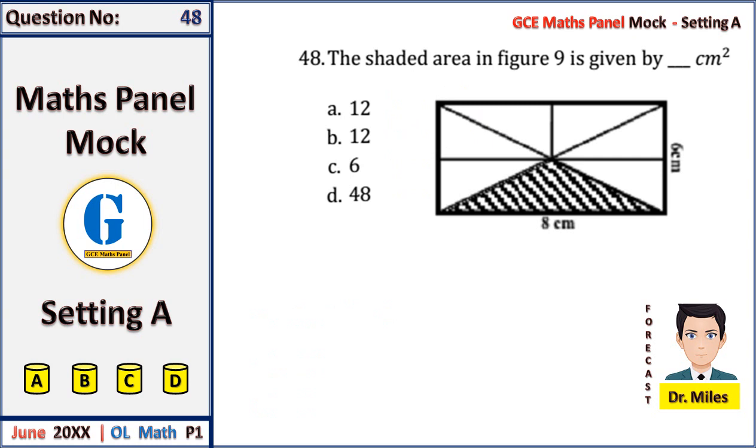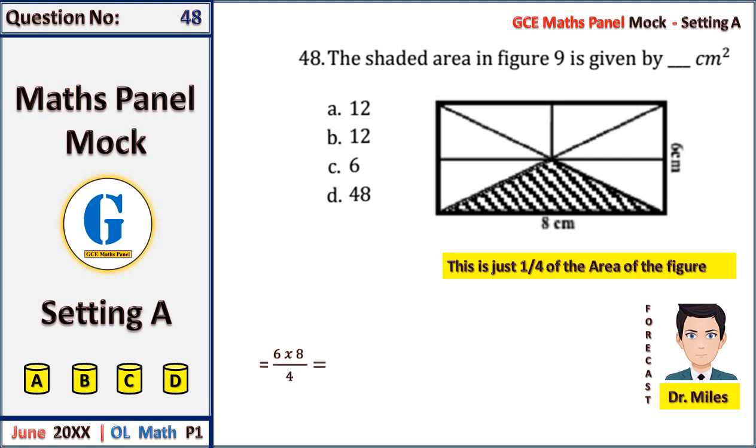48. The shaded area in figure 9 is given by dash centimeter squared. When you look at this figure very well, you will see that this area that's been shaded is 1/4 of the total surface area, and therefore the area will be area of rectangle divided by 4, giving us 12 square units.